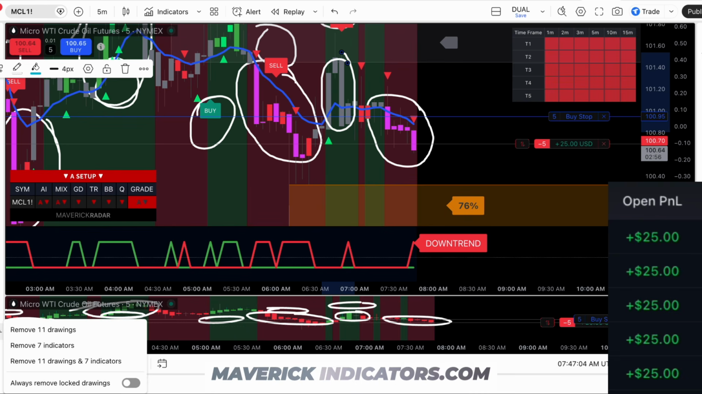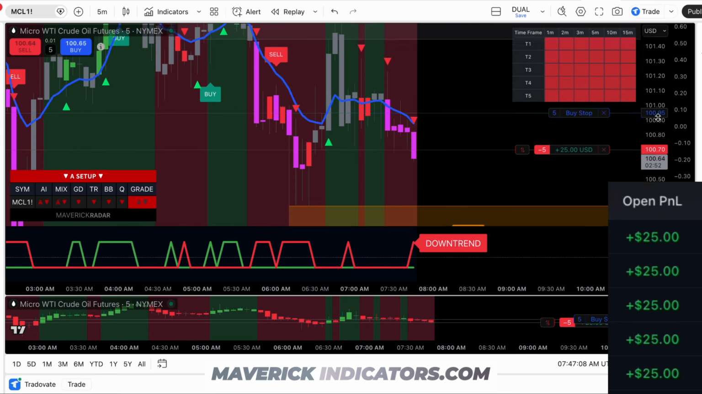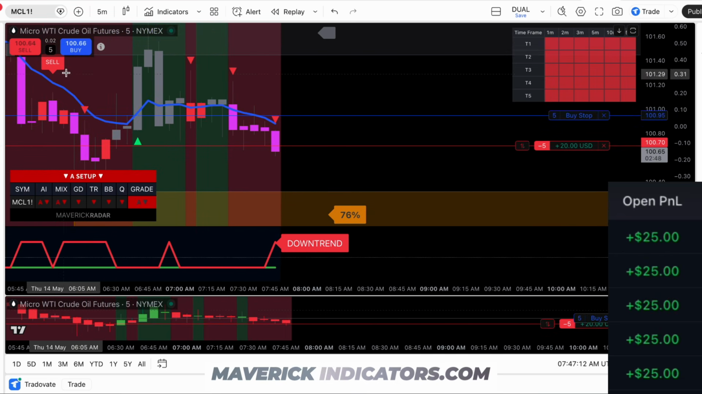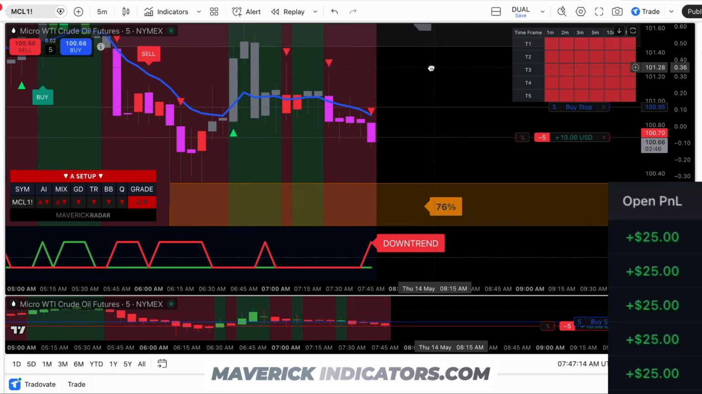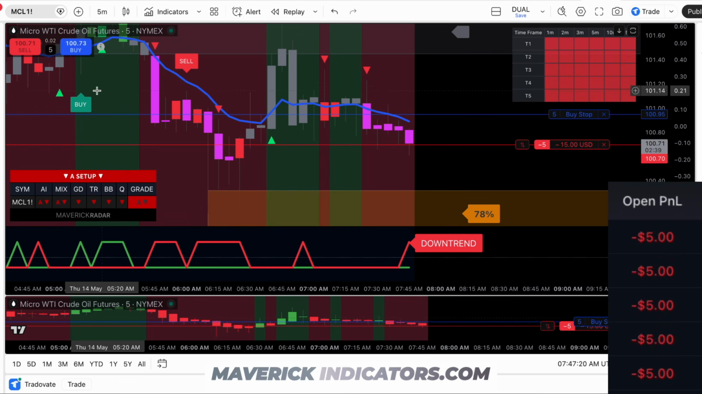All right, let me clean up my chart. I wasn't even going to record a trade, and then I saw this one come up, and I said, let me jump in on this thing. Okay? So tiny risk. We're across 5 accounts right now.